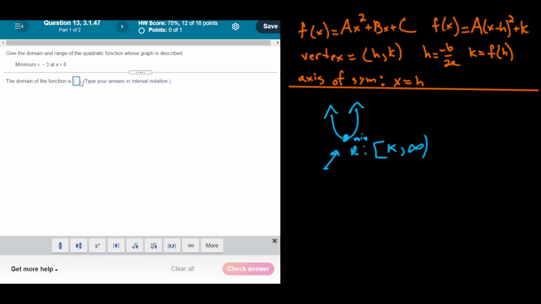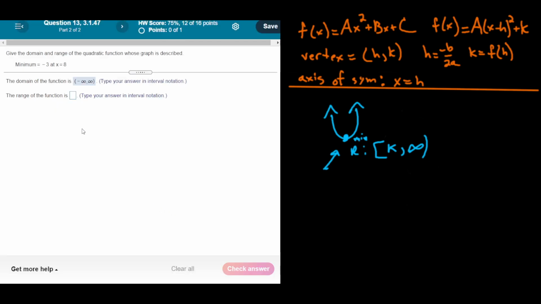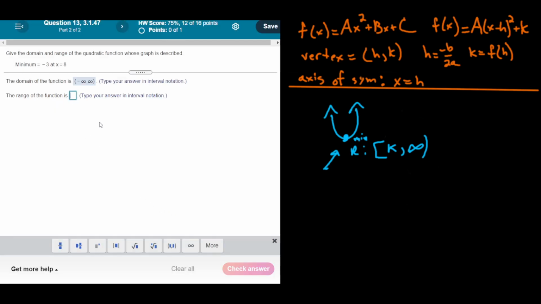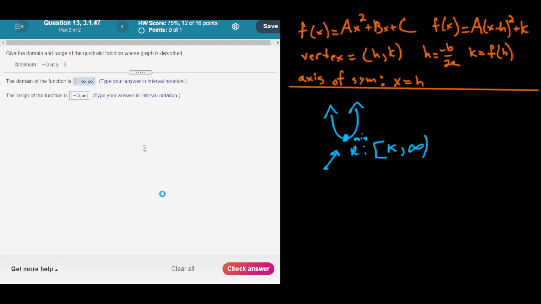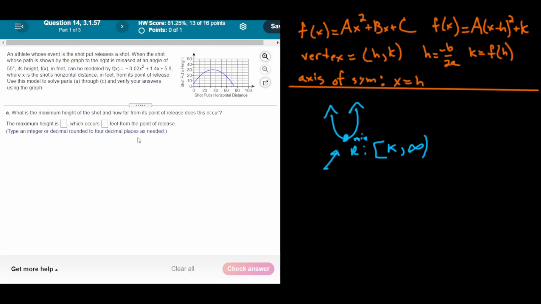The domain with every parabola in this course will be negative infinity, positive infinity. I sound like a broken record, right? Range is k to infinity with a bracket surrounding the k. The minimum is basically what your k is. They're synonymous. So make sure you make that connection. Max and min is basically your k. Okay, we're speeding through these.